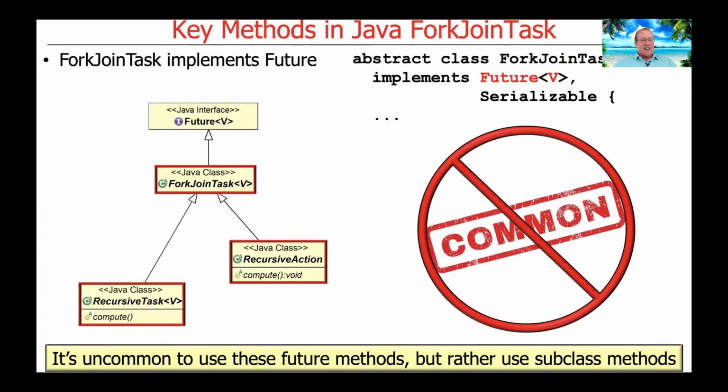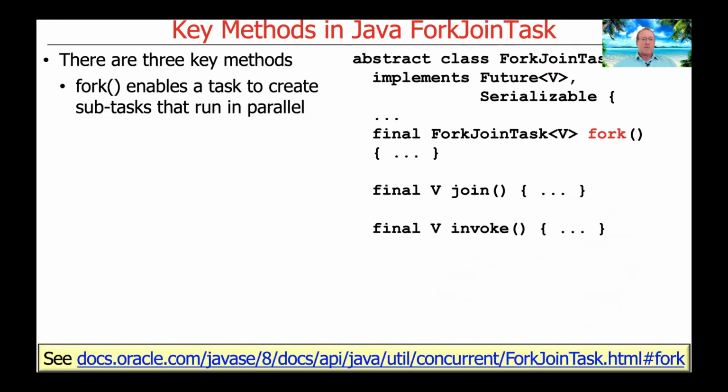However, it's not common to use ForkJoinTask's methods, which are fork and join, but instead to use the subclass methods, most notably compute. And let's talk through this so I can give you an overview of what fork and join do, and then we'll talk about the subclass methods that do more interesting things.